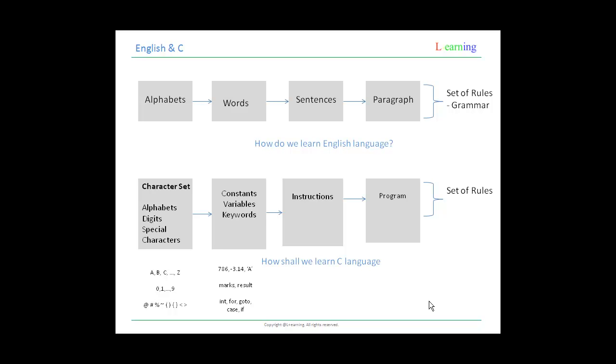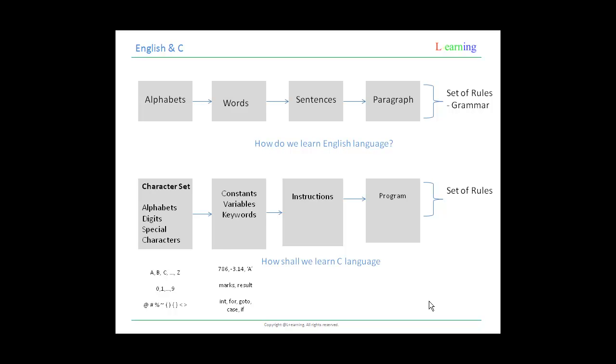Now what is a keyword? Keywords are words which have some predefined meaning which is known to the C compiler. So you cannot use these keywords as a variable to assign some values to. The compiler won't allow you. For example, int is a keyword, for is a keyword, goto is a keyword, case is a keyword. Likewise, there are 32 keywords in the C language which you need to learn.